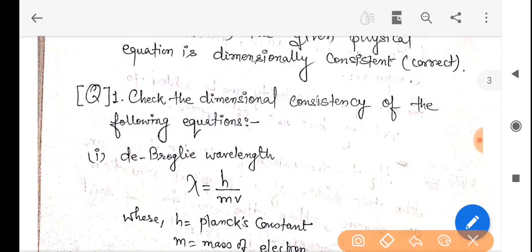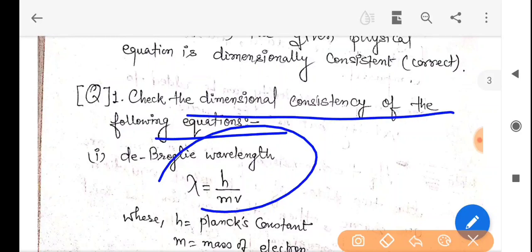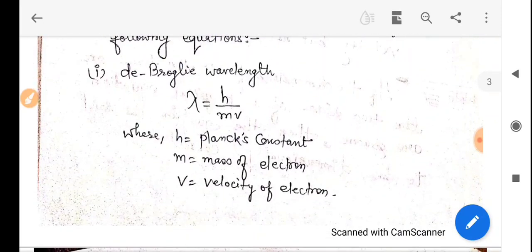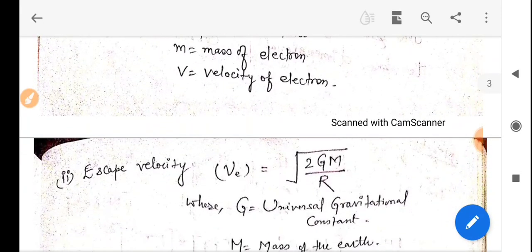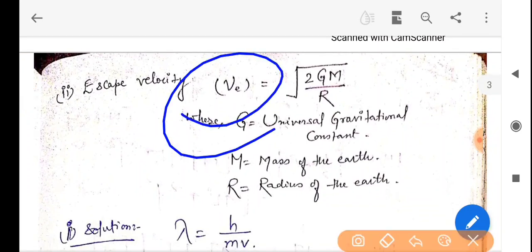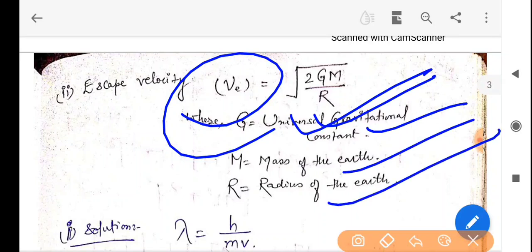Let us take Question number 1 as an example. Check the dimensional consistency of the following equations. Lambda equals h by mv. h is Planck's constant, m is the mass of the electron, and v is the velocity of the electron. The second expression is for escape velocity: escape velocity equals square root of 2GM upon r, where G is the gravitational constant, M is the mass of earth, and r is the radius of earth.